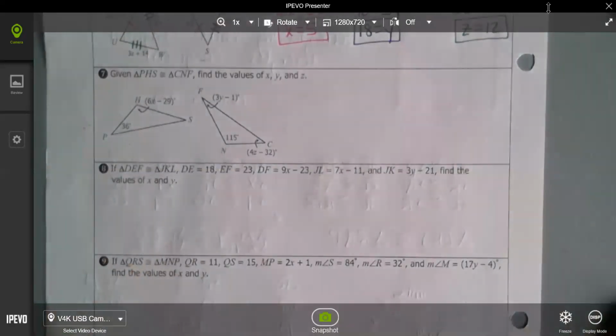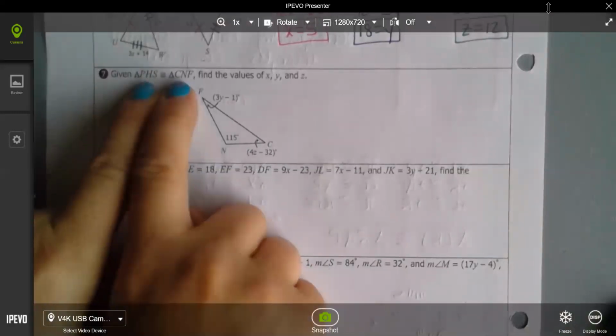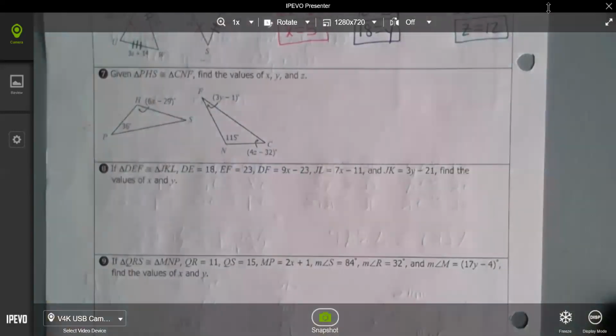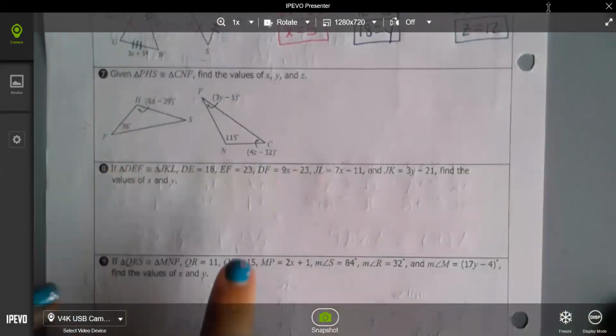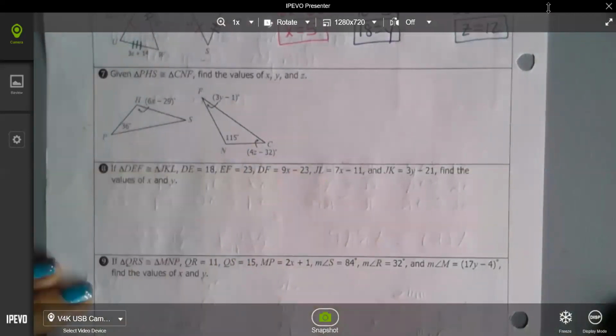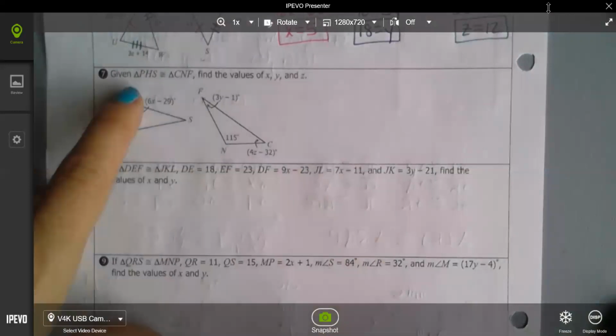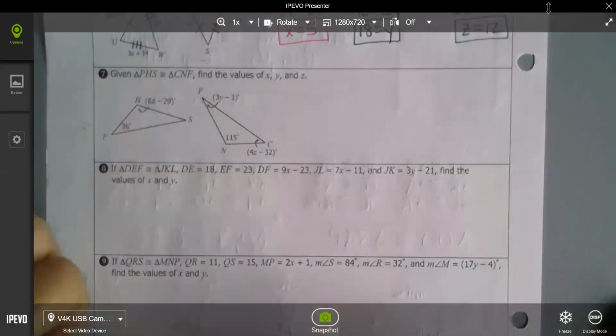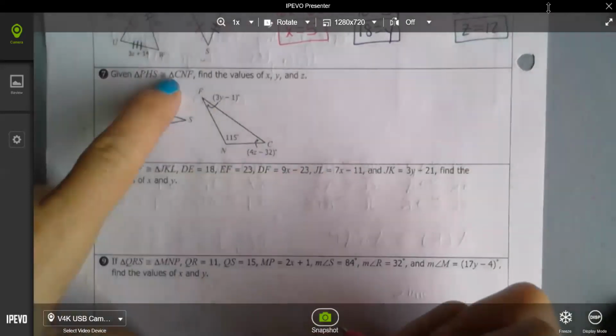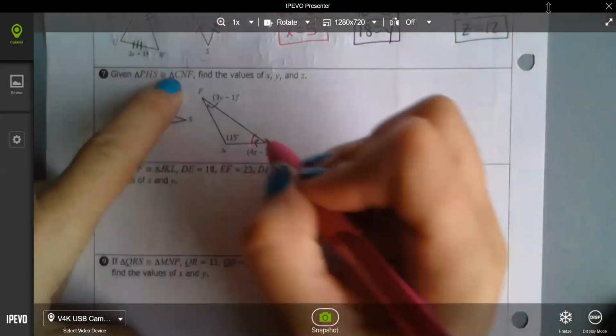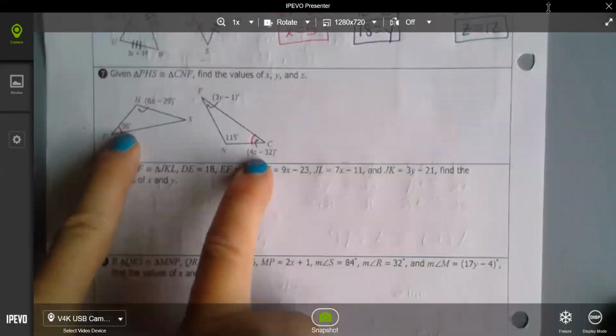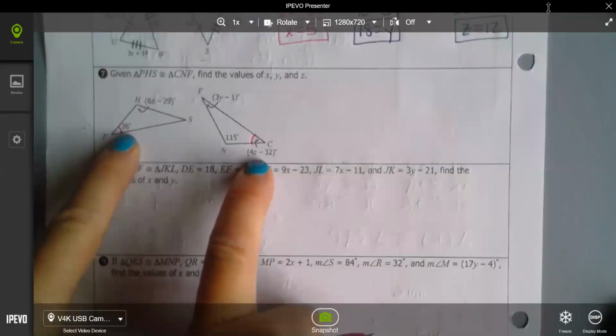All right, let's take a look at number 7. It says, given these two triangles are congruent to each other, find x, y, and z. Okay, so it looks like these are all angles. So P matches up with C. There's the equation. They are equal to each other.